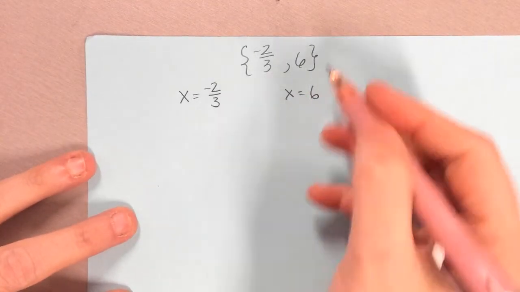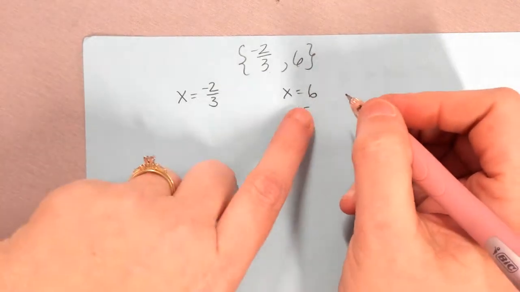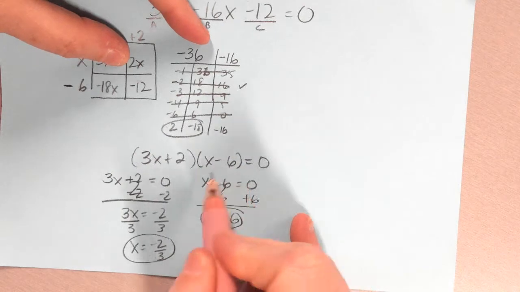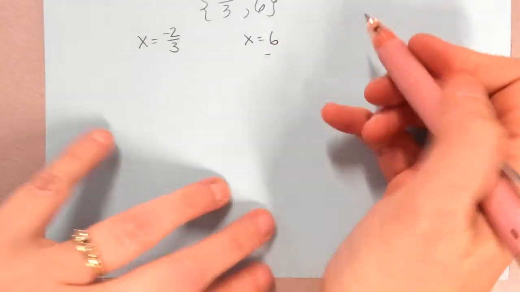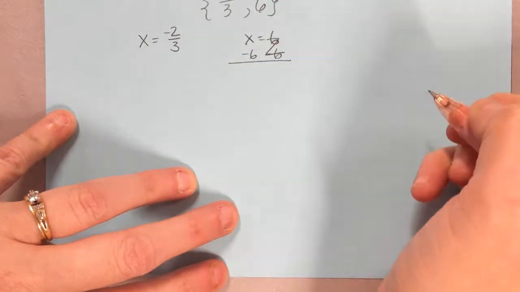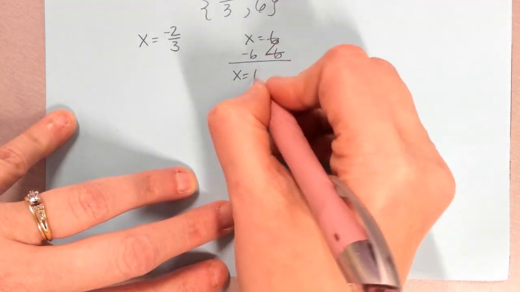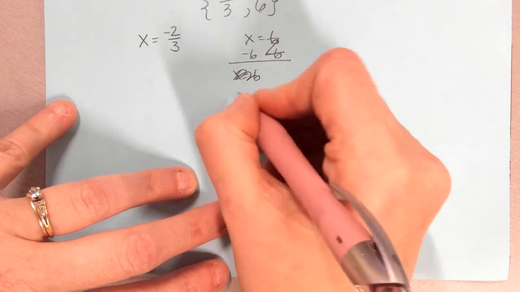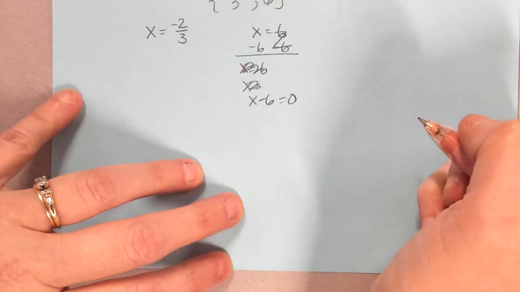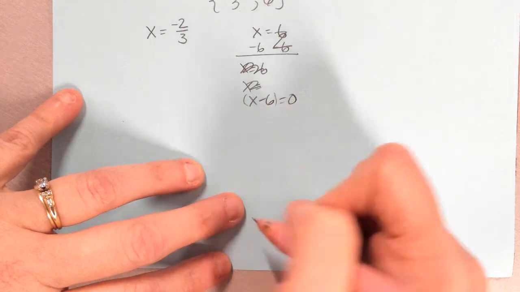This one was easy, right? So I want this, instead of equaling 6, to equal 0, because that's what I started with. I started with it equaling 0. I need it to equal 0 again. So I'm going to subtract 6 from both sides, and that will zero out. Then I have x minus 6 equals 0. Okay, so there's my first factor.